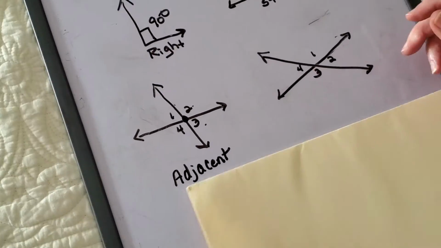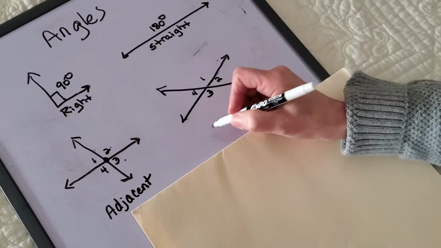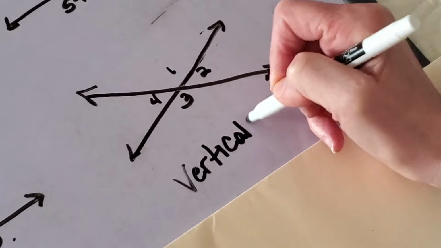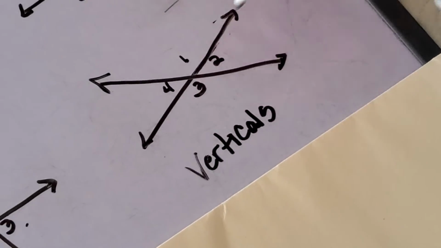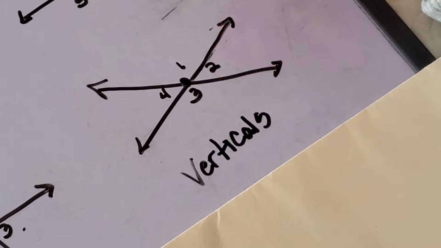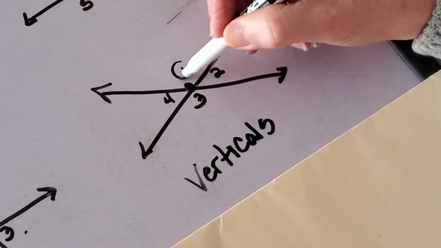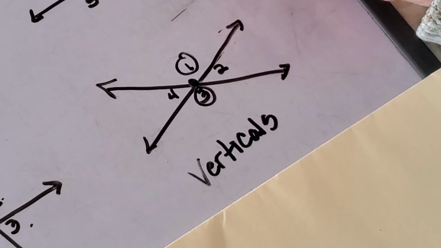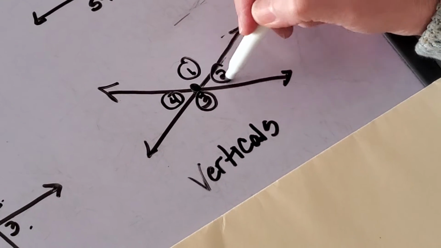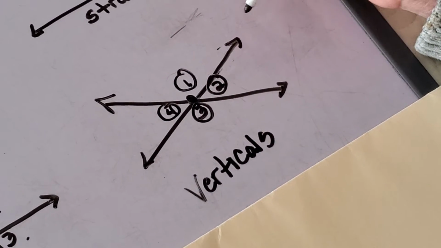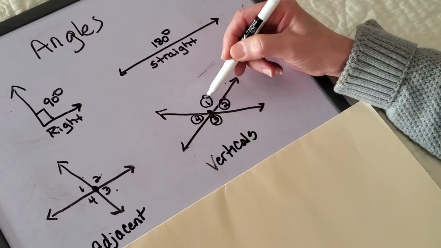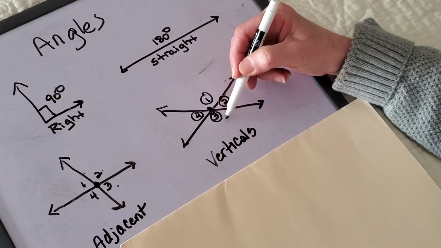Over here in this diagram, we're going to look at vertical angles. Vertical angles do not share a common side. However, they do share the vertex in the middle. They are opposite of each other. Angles 1 and 3 are both vertical angles, and angles 4 and 2 are vertical angles as well. As you can see, 4 is across from 2 and 1 is across from 3.